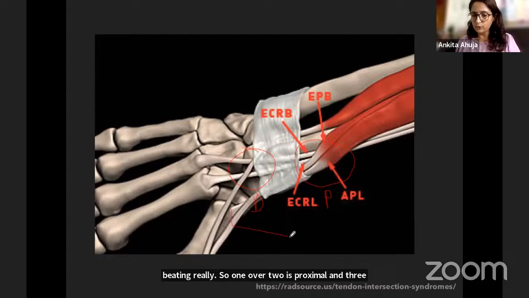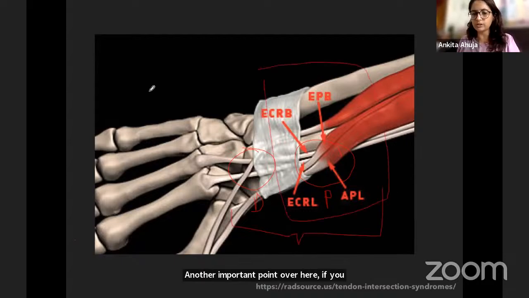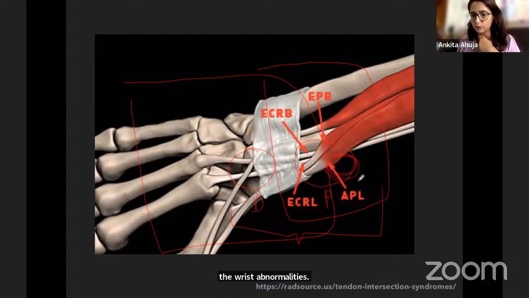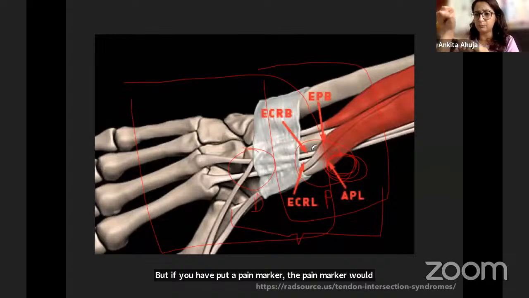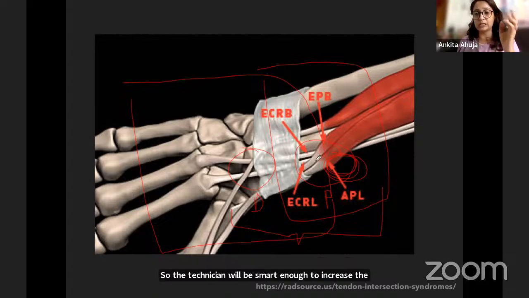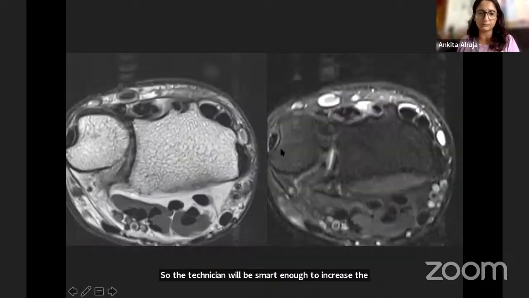Another important point over here, if you notice, normally this area would not be included in your wrist FOV. Wrist FOV is limited and you cover only this much area. So this usually might get missed from being covered in the wrist abnormalities. But if you have put a pain marker, the pain marker would be lying over here because the patient will be tender at the point of crossover. So the technician will be smart enough to increase the FOV and include this area. And that's again to point out the importance of the pain marker.